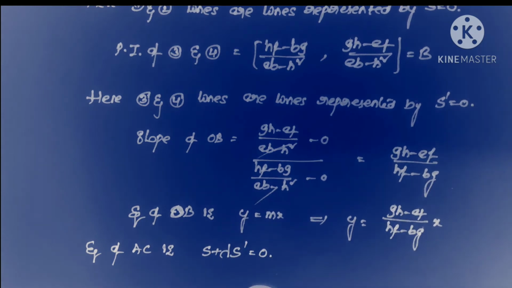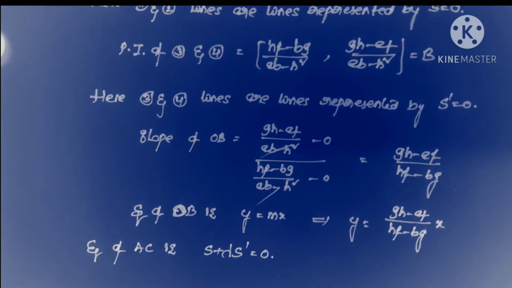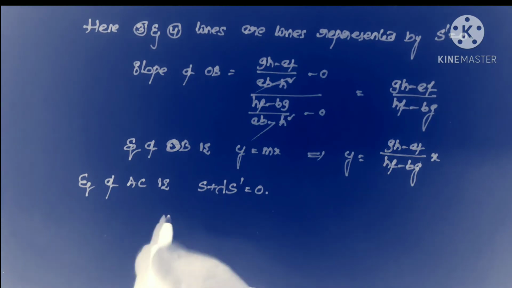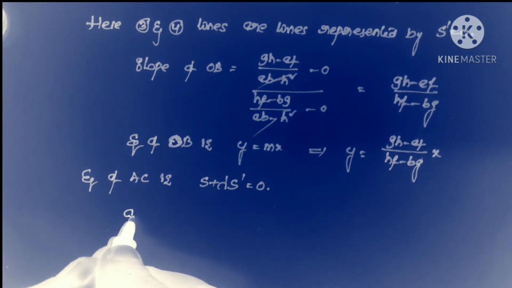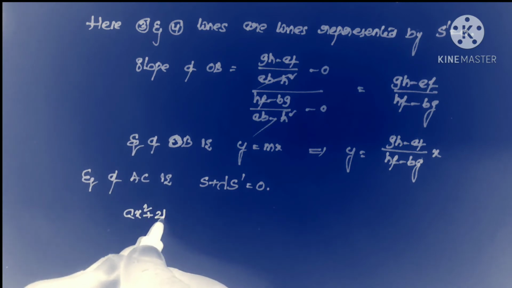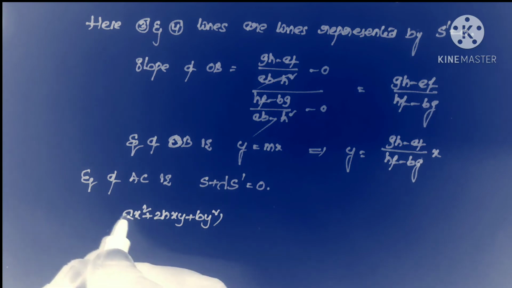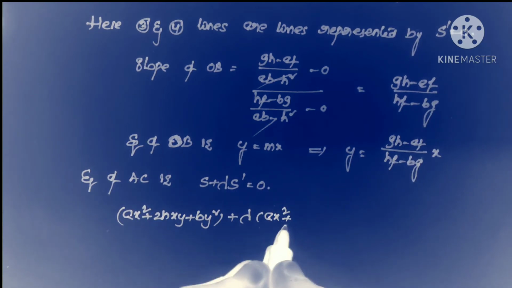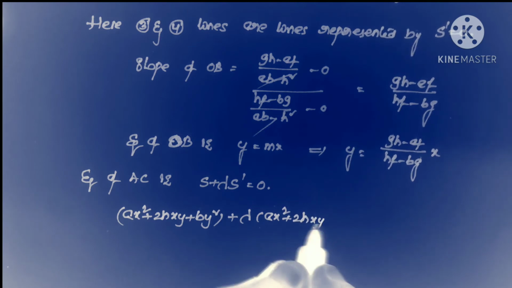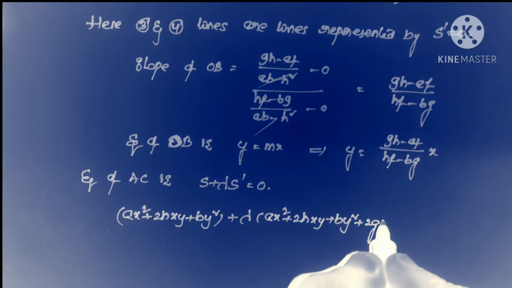Since this is the diagonal passing through the point of intersection of S equal to 0 and S dash equal to 0, we take the equation of AC like that. Now substituting the values of S, S dash here. What is S value? ax square plus 2hxy plus by square plus S dash. S dash means the second pair of straight lines, that is ax square plus 2hxy plus by square plus 2gx plus 2fy plus c is equal to 0.